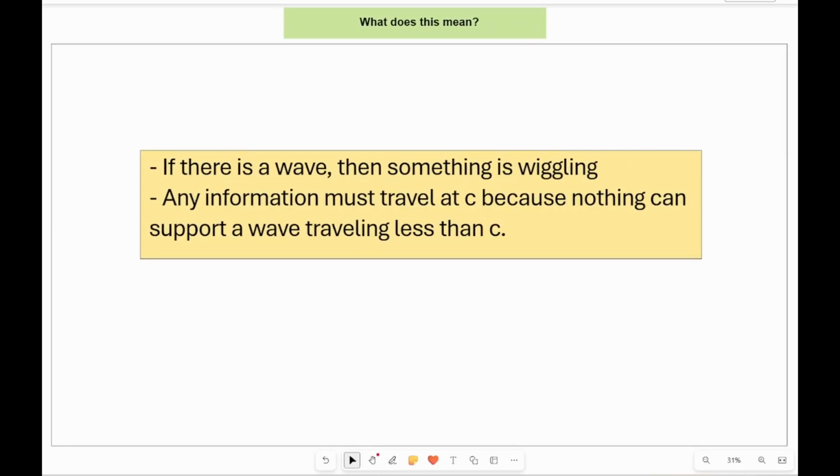So what does this mean? If there's a wave, then something's got to wiggle, right? We can't have a wave without some sort of oscillating motion. And the other thing is that if there is any information being transmitted, it has to be transmitted at c, because nothing can support a wave traveling at less than c.